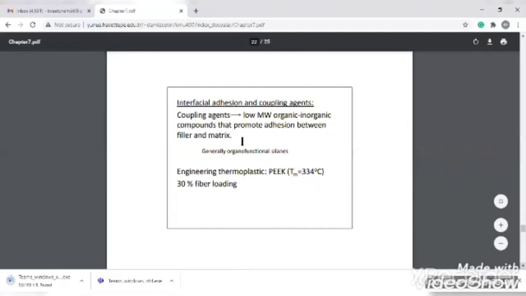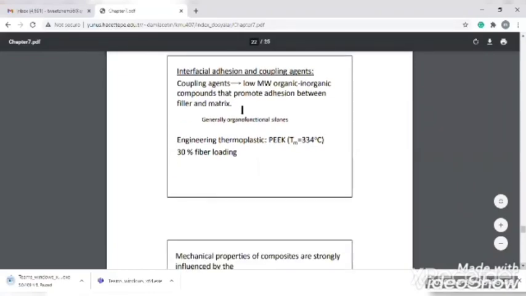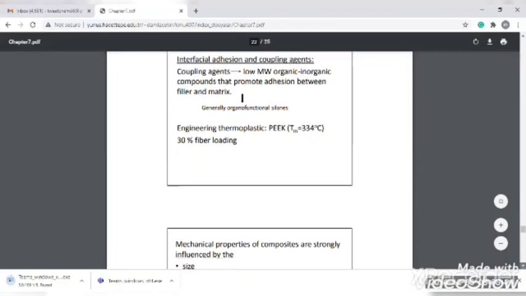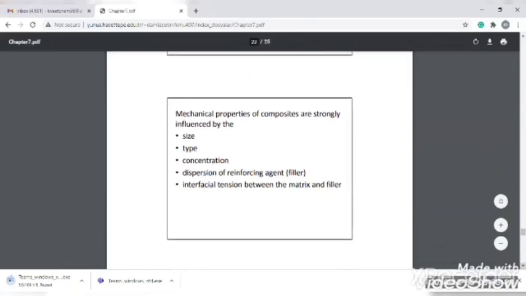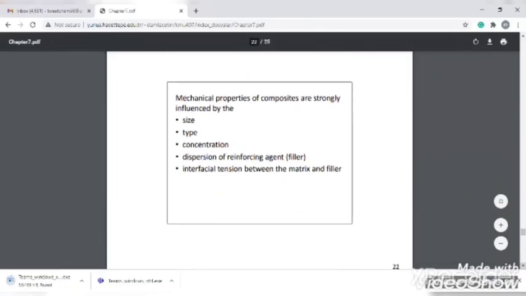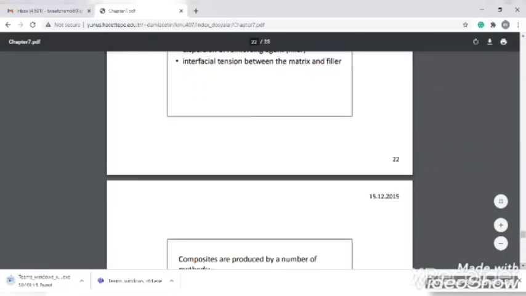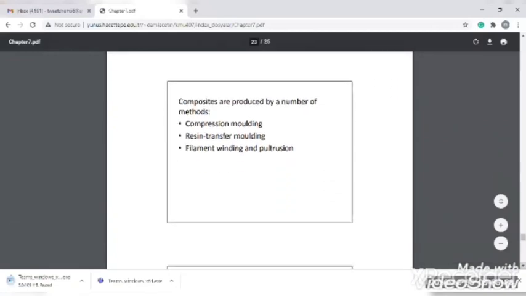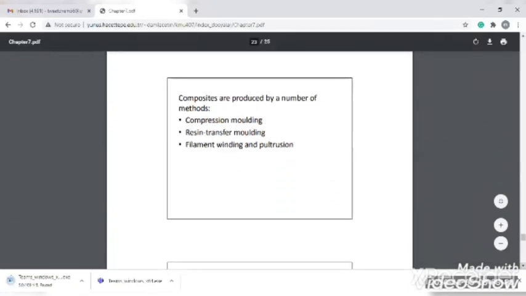Coupling agents are low molecular weight organic-inorganic compounds that promote the adhesion between the filler and the matrix. Generally they are organofunctional silanes. In an engineering thermoplastic PEEK, the Tm is at 334 degrees centigrade, with 30% fiber loading. The mechanical properties of composites are strongly influenced by the size, type, concentration, dispersion of the reinforcement agent and the interfacial tension between the matrix and the filler.